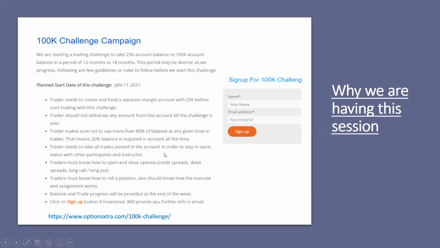And traders should know all these debit spreads and how to buy a call and buy a put. Those are the basic criteria. That's why I'm conducting this, so that you are acquainted. Also, you can do some practice trading, which is called paper trading. We'll see how to do that.